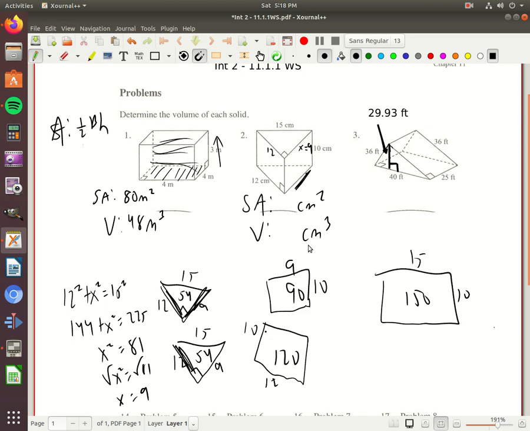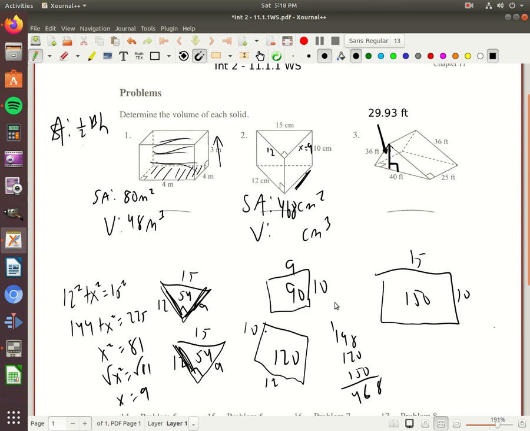So I'm just going to add all these up. 54 plus 54 is 108. 108 plus 90 is 198. Plus 120. Plus 150. It looks like I get 468 centimeters squared.